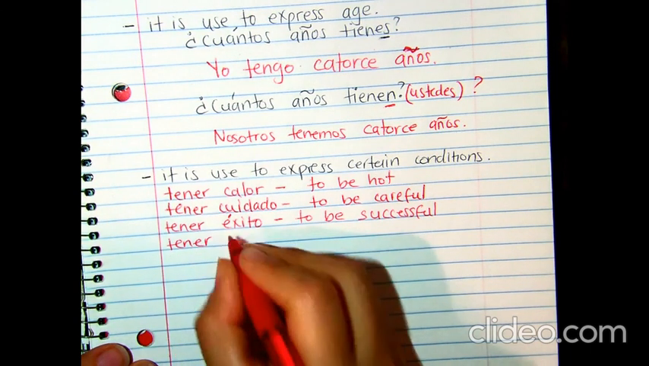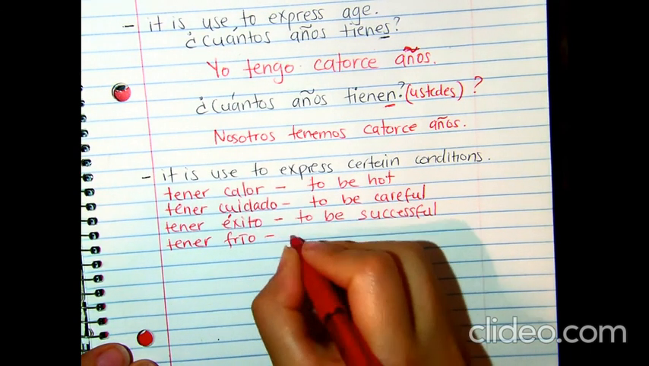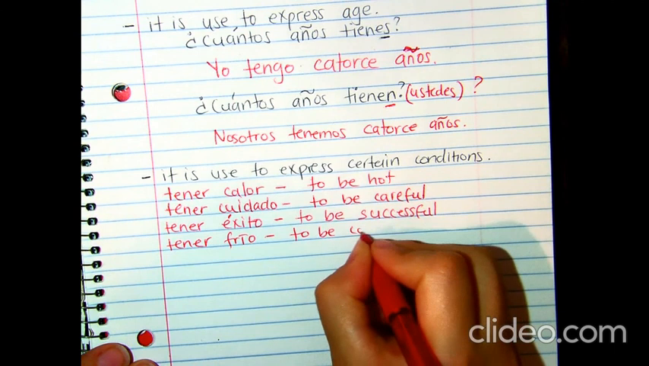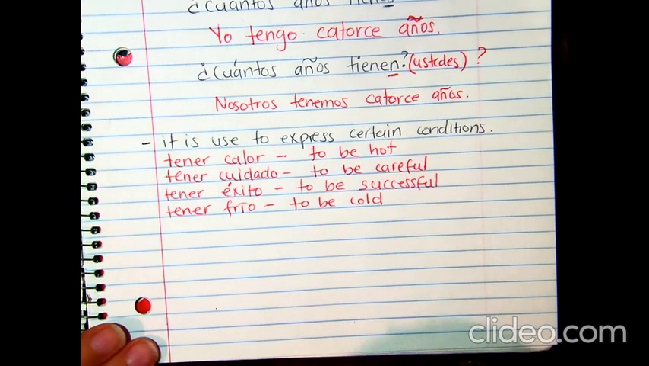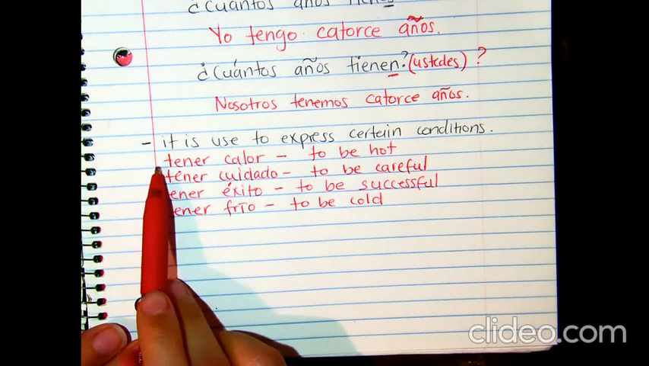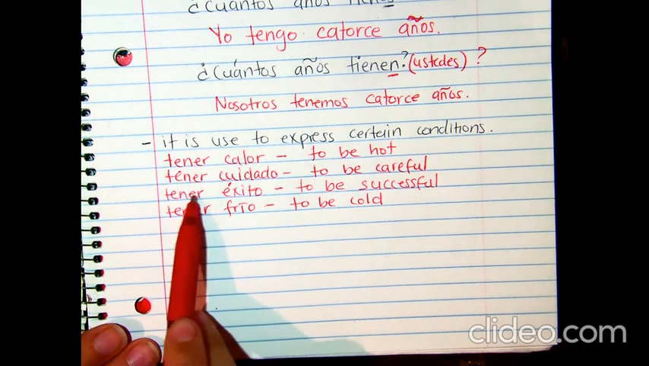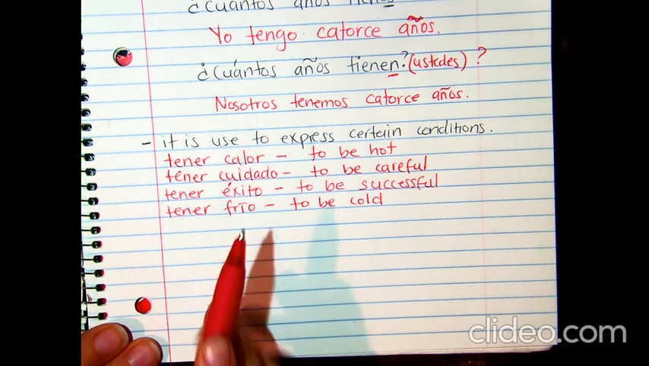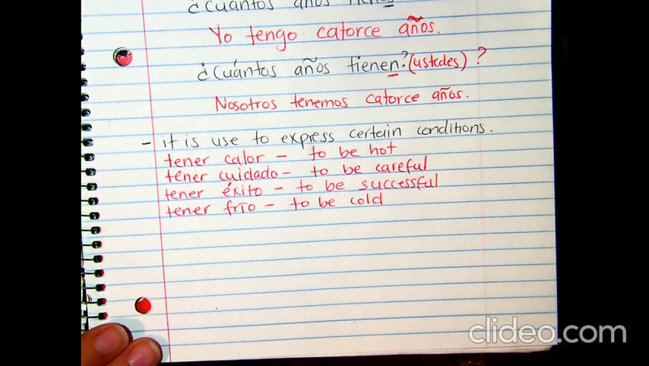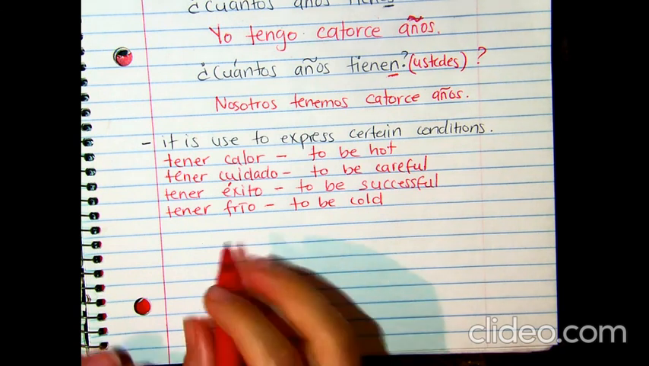Tener frío. To be cold. You are feeling that the weather is really cold, so you are cold. You will use the verb tener. So right here I'm writing just the verb without any conjugation. But when you are using it in a sentence, you're going to have to conjugate it, as in if you're talking about someone else. So you will have to make that change, right?